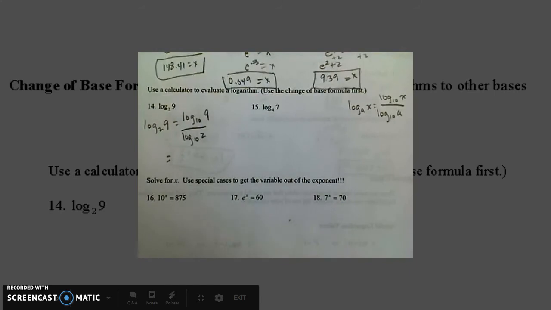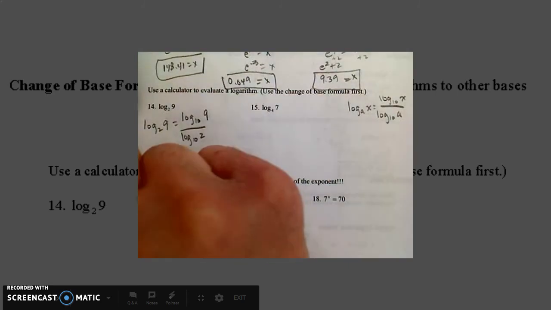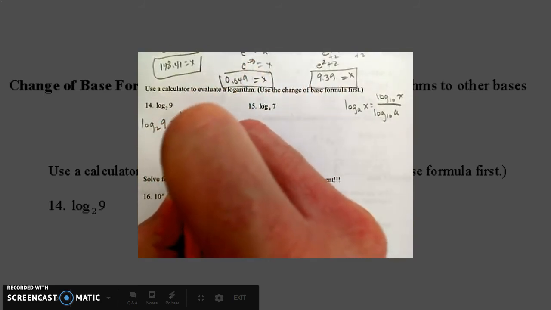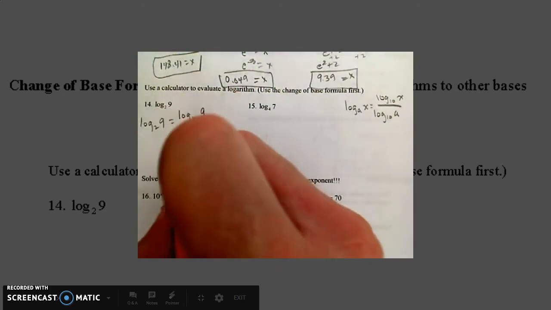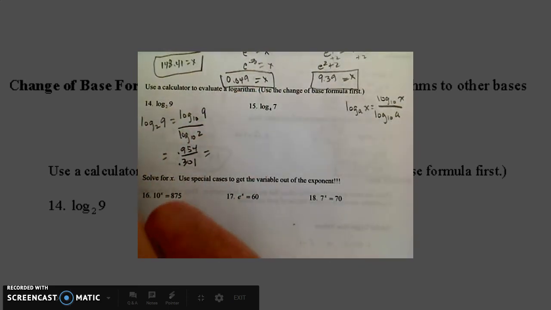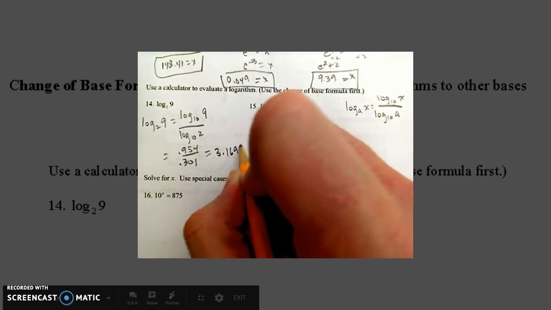So we go to our calculator. So 9 common log, 0.954, 2 common log, 0.301. We do that division, and we get 3.169.